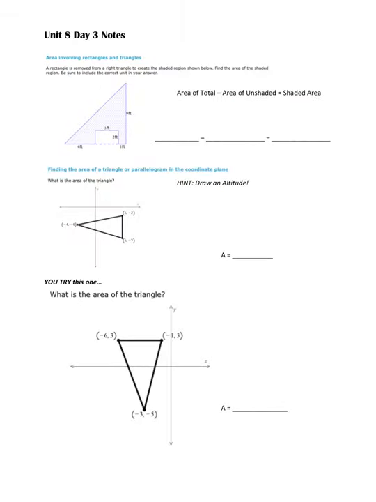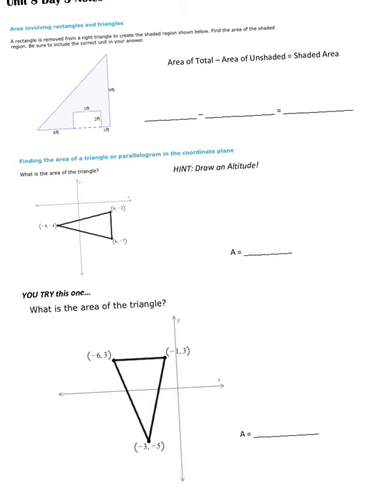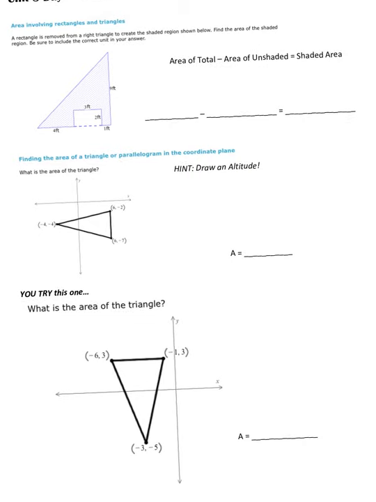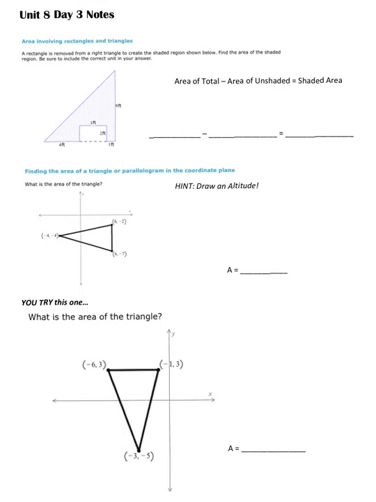I'm going to make this just a little bit bigger. There we go. All right, this is somewhat similar to what we did last time. You've got a rectangle being removed from a triangle. That's interesting. To create the shaded region, find the area of the shaded region. Last lesson, we remembered you find the total area, the area of the unshaded region, and you add and subtract as necessary.